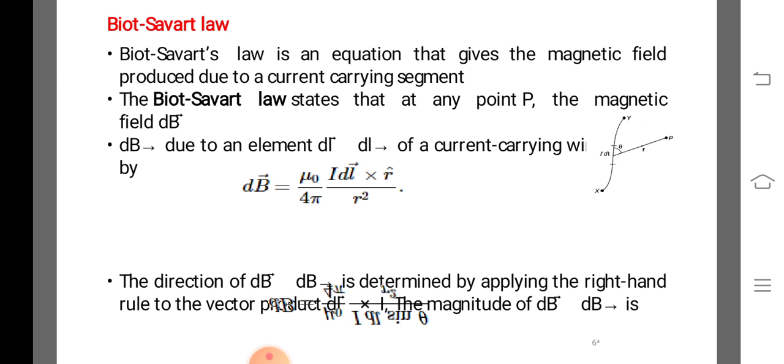Biot-Savart law states that the magnetic field intensity dH produced at a point P due to a differential current element I dl, one, is proportional to the product of the current I and the differential length dl. Second, proportional to the sine of the angle alpha between the element and the line joining point P to the element. Third, inversely proportional to the square of the distance r between point P and the differential element.